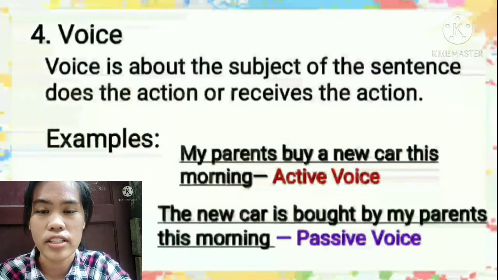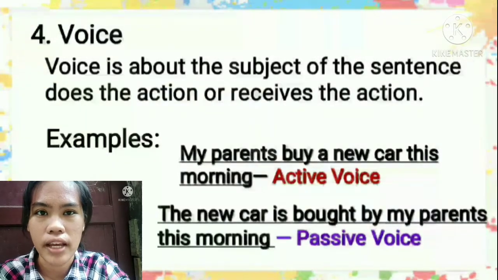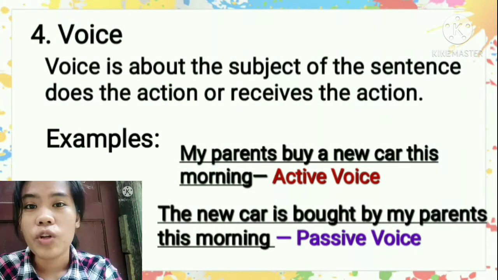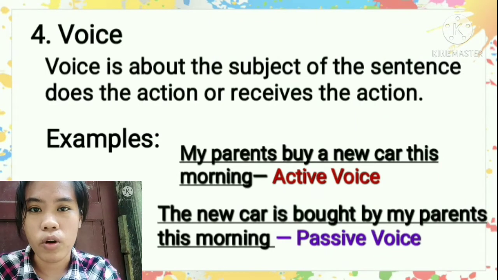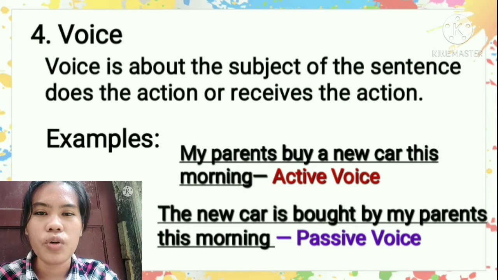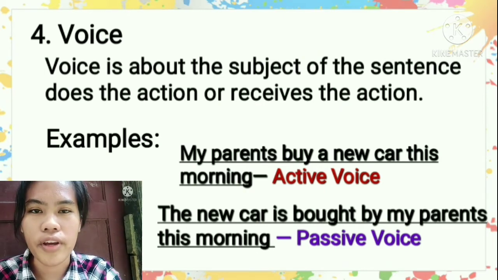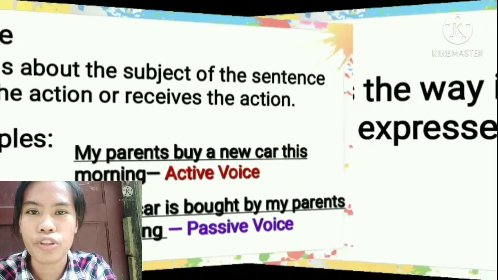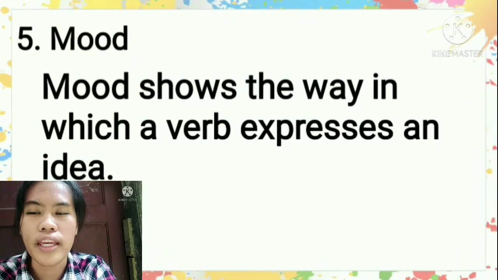The next is voice. Voice is about whether the subject of the sentence does the action or receives the action. Look at the first example. My parents buy a new car this morning. This is an active voice because the subject is doing an action. The next example. The new car is bought by my parents this morning. This is the passive voice because the subject is not performing the action. The last is mood. Mood shows the way in which a verb expresses an idea.